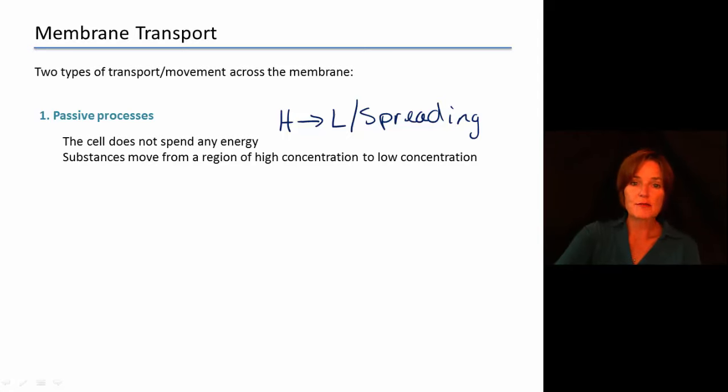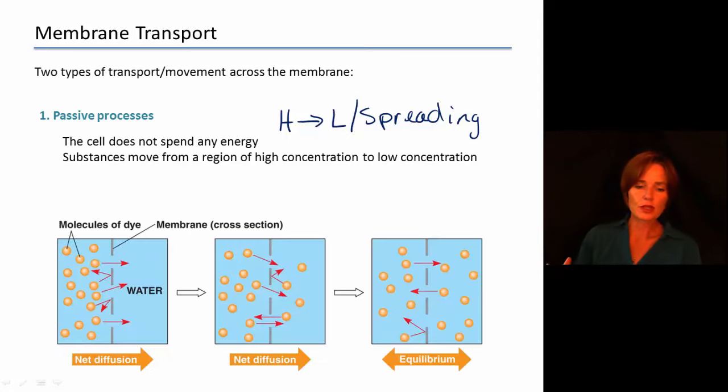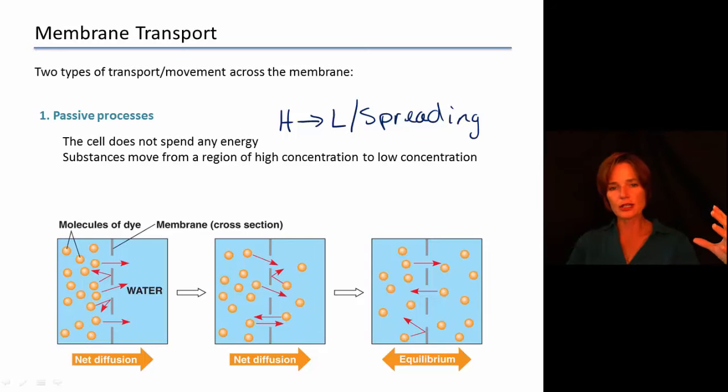There's different types of passive processes. Here we see a description of one of them. This is diffusion specifically, but notice how we start out with a lot of molecules on one side, and this is our membrane that's shown in the middle, but we have a lot of molecules on one side really crowded, and then over time they spread out and take up the space on the other side.